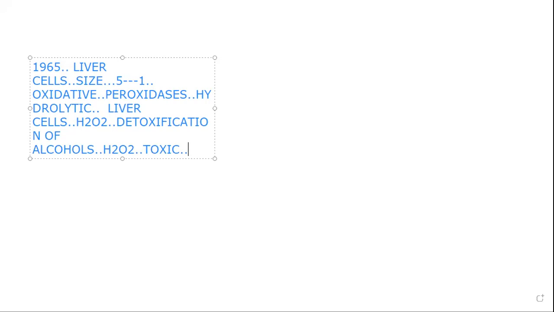It becomes toxic. What is hydrogen peroxide converted into? It is converted into water and oxygen. Okay? It is converted into water and oxygen by the catalase enzyme. First of all, the peroxisome converts alcohols, it breaks down alcohols, and hydrogen peroxide is produced.